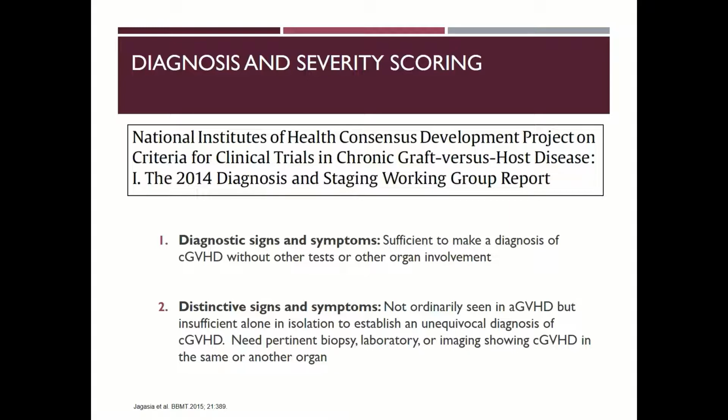The document states that if certain diagnostic signs are present, one has sufficient evidence to make a diagnosis without doing other tests. They also point to a category of distinctive signs, which are not ordinarily seen in acute graft versus host disease, are very suggestive of chronic GvH, but if present, are insufficient alone to establish an unequivocal diagnosis of chronic graft versus host disease. In that case, biopsy, laboratory, and imaging findings are recommended.